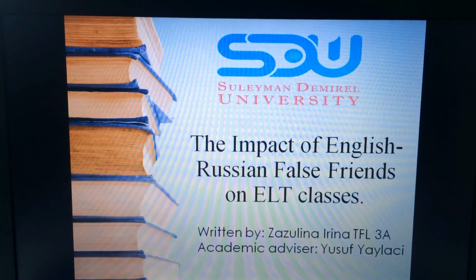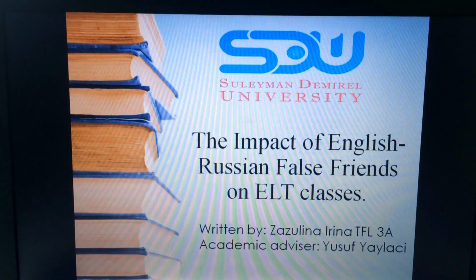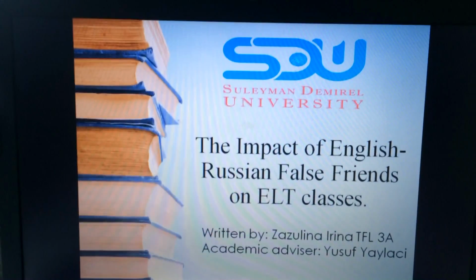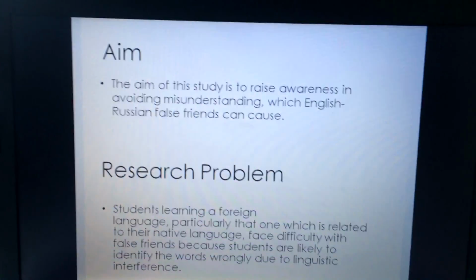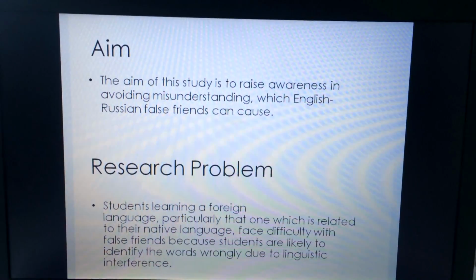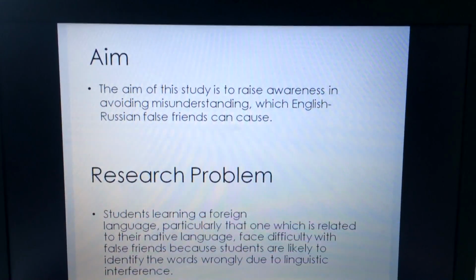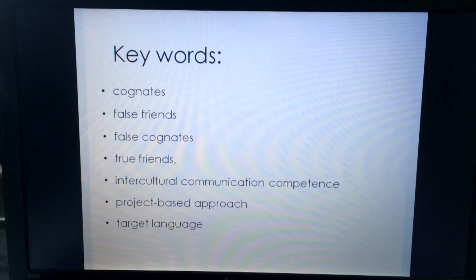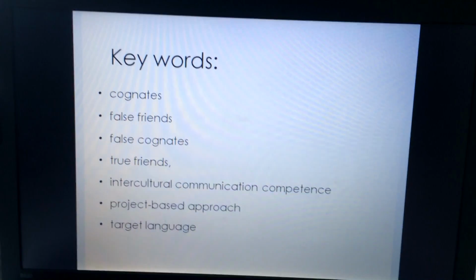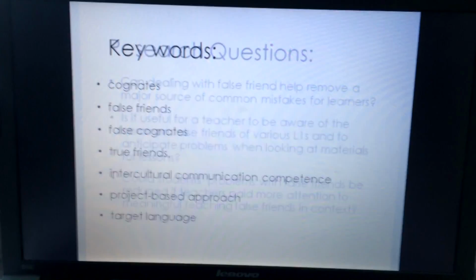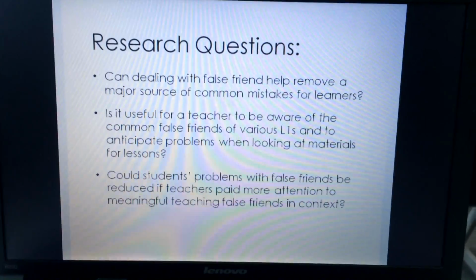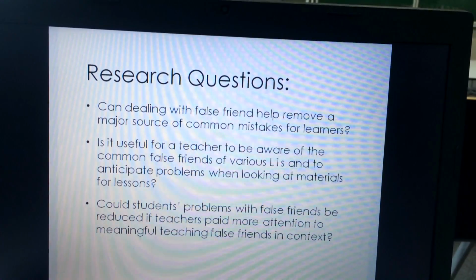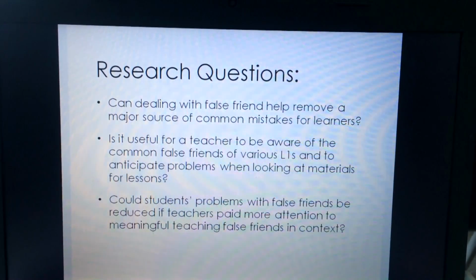The following article will define false friends using examples in Russian and English languages. The aim of this study is to raise awareness in avoiding misunderstanding, which English-Russian false friends can cause. Moreover, I defined three main research questions which I wanted to examine. Also, I defined the types of cognates and the techniques which could be used in teaching cognates in ELT classes.